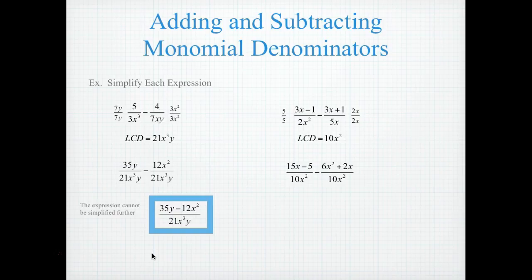So doing so is going to give me negative 6x to the second plus 13x minus 5, all over my common denominator of 10x to the second. Again, I'm looking to simplify. There is no common factor between negative 6x to the second, 13x, and negative 5. We can't factor that trinomial, so our answer here in this case is done.